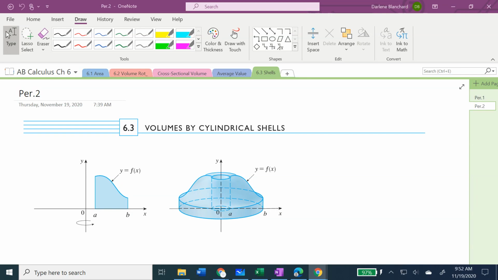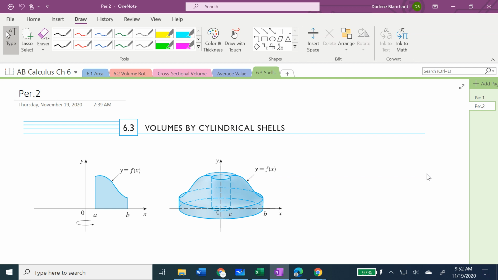So this lesson is going to be a fun one. We're looking at rotational volume again, but a different perspective on how to create the volume formula. Personally, I prefer the cylindrical shell method to the disc washer method.